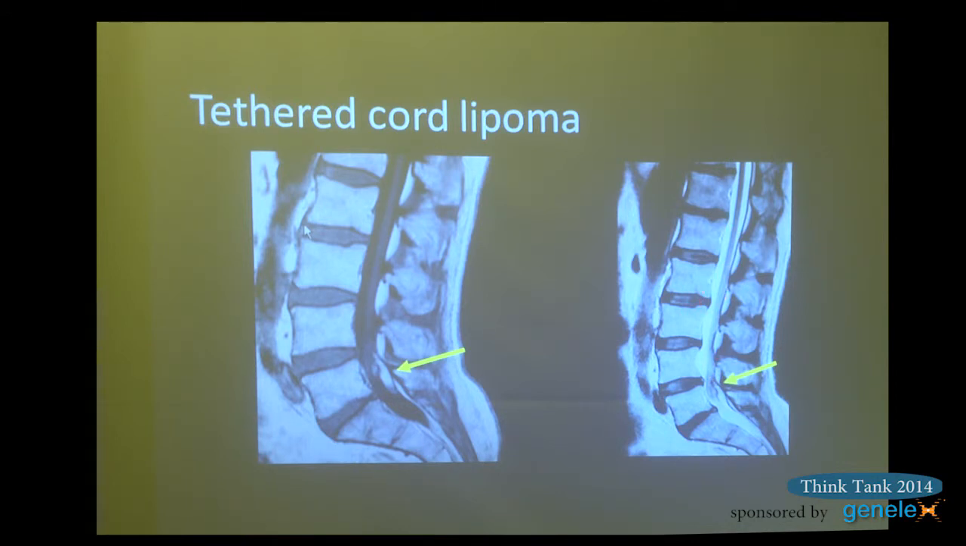Normally, the end of the spinal cord, which we call the conus medullaris, ends between T12 and upper L2. Well, hers is at the L4, L5 level, so it's pulled down this far, at least 2.5 segments, and it's under tension.